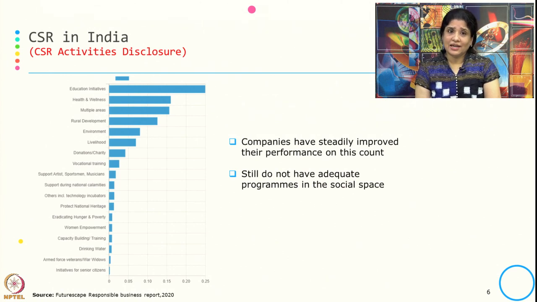This graph shows the recent activity disclosure from the Futurescape Responsible Business Report in 2020. On the y-axis of this graph, you'll find the activities that companies have been doing under CSR listed. Mostly it is educational initiatives, health and wellness, rural development, environment, livelihood, donation, charity and vocational training. There are many more areas where the presence of CSR by companies is still very marginal or minimal, or we may say absent, where they need to pick it up. Companies have steadily improved their performance on this count, but you will find that there are still not enough programs in the social space. So even if CSR activity is increasing, there are not adequate programs in the social space.